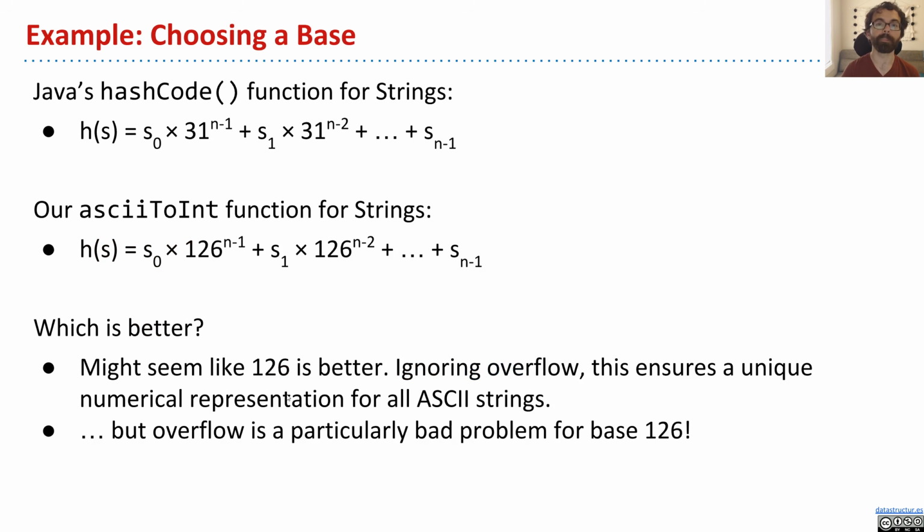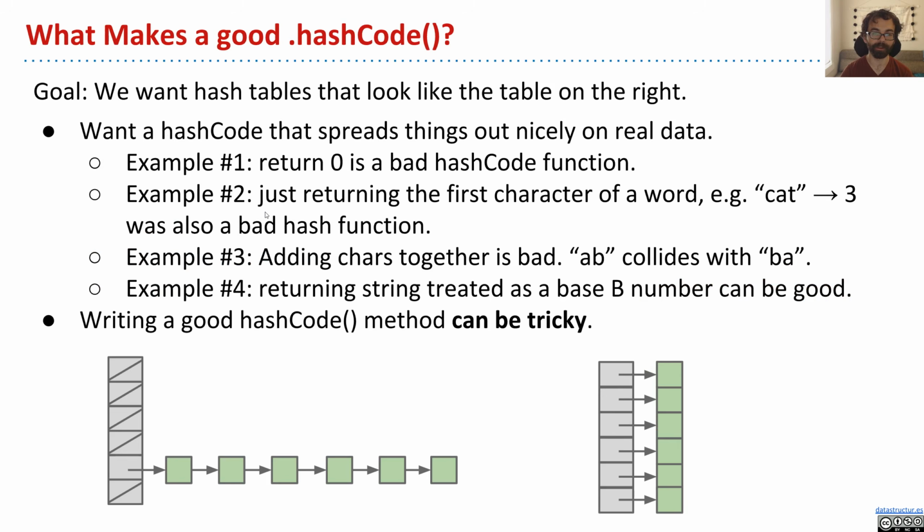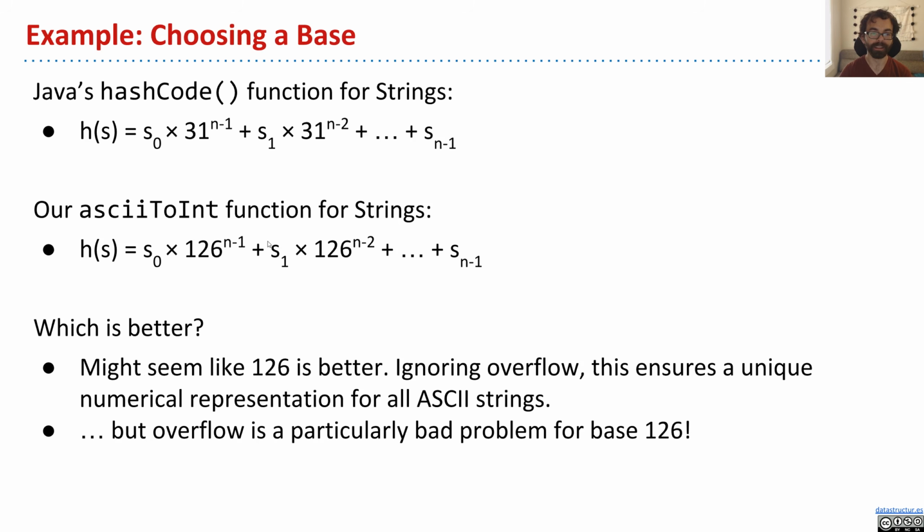So let's talk a little bit about why Java's hash code uses 31, compared to what we did when we used 126. You might argue that 126 seems better. If we ignore overflow, that means that as long as we have ASCII strings, we have a unique representation, which seems better than 31, where there'll be more collisions in theory, right? If we pick 1, we know that's bad. If we pick the number 1 here, that's basically bad hash code example number 3 from earlier, which we said was no good. So it seems like big numbers ought to be better.